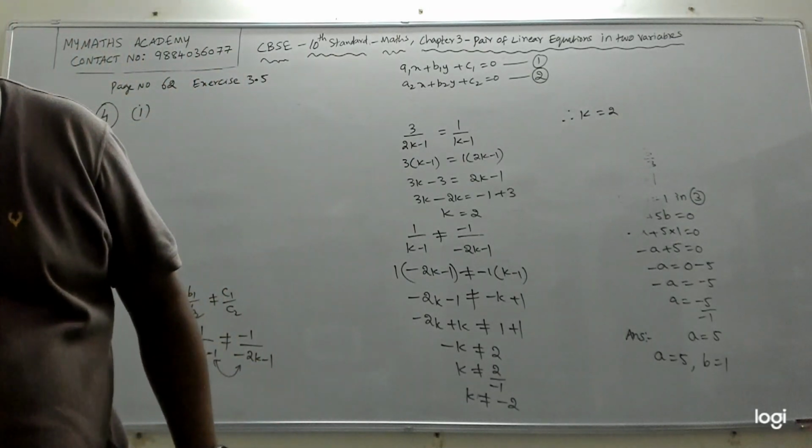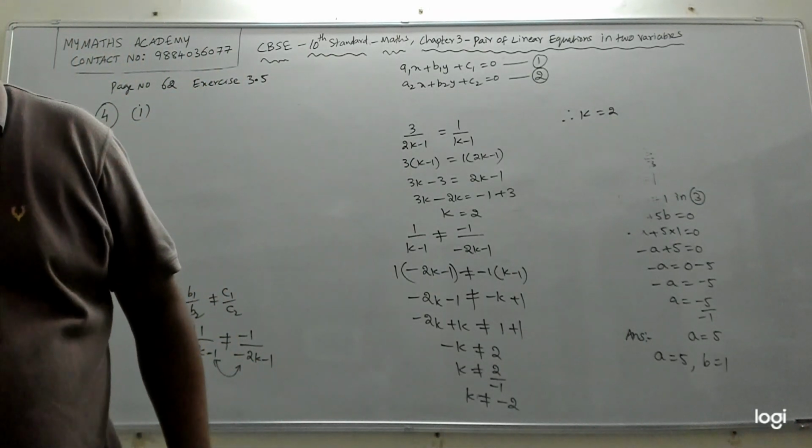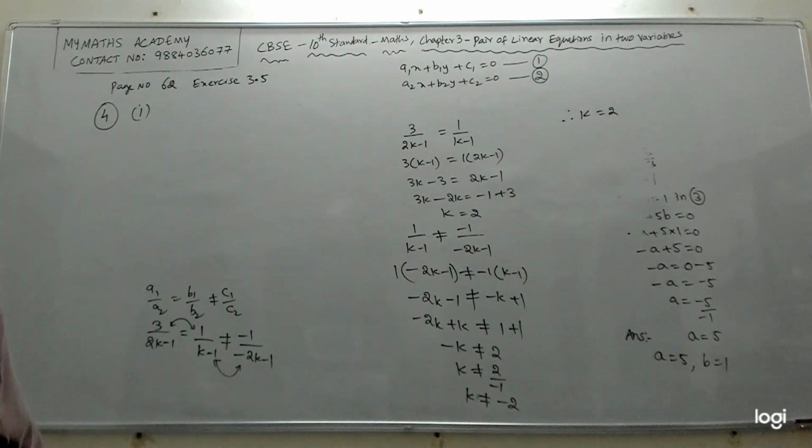The question is: a part of monthly hostel charges is fixed and the remaining depends on the number of days one has taken food in the mess. When a student A takes food for 20 days, she has to pay ₹1000 as hostel charges, whereas a student B who takes food for 26 days pays ₹1180 as hostel charges. Find the fixed charges and cost of food per day.